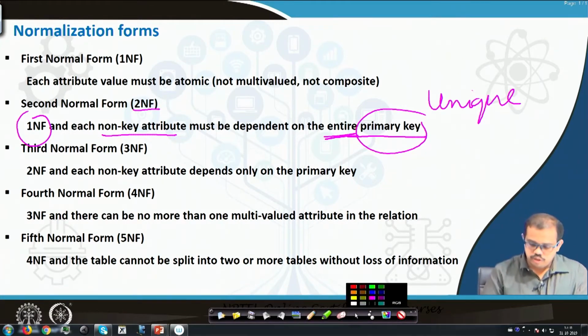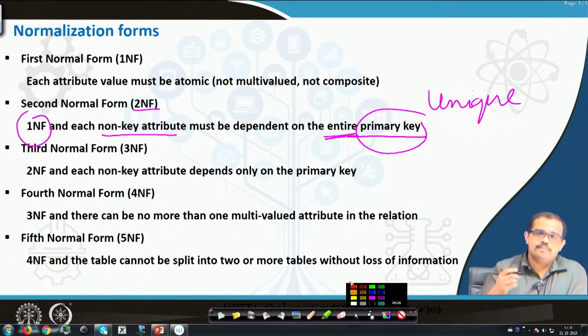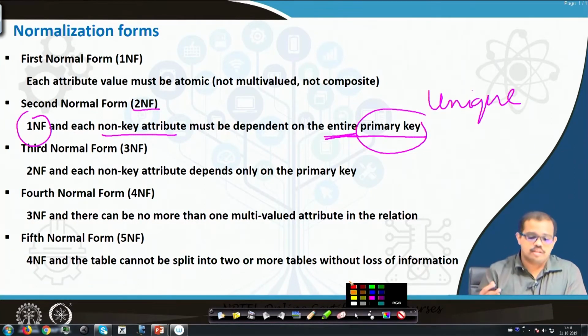Now once you have attained this second normal form, you try to attain the third normal form, which means you are trying to iterate it more so that your house looks cleaner and more organized.